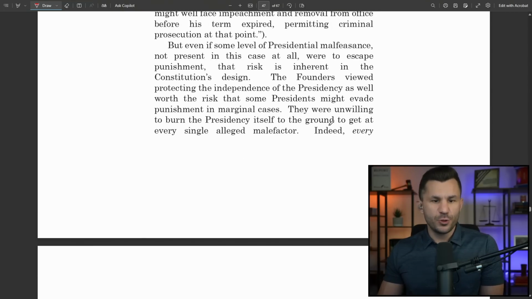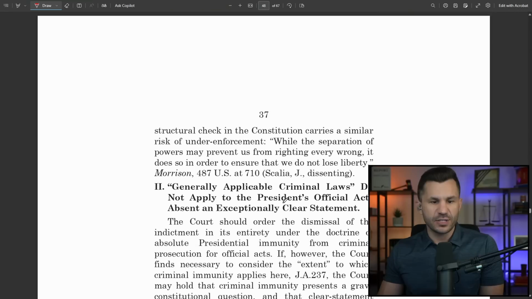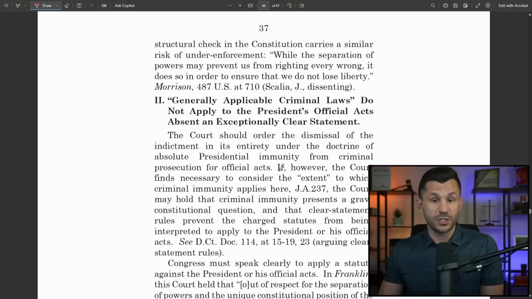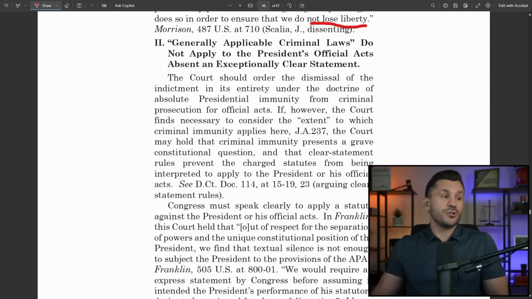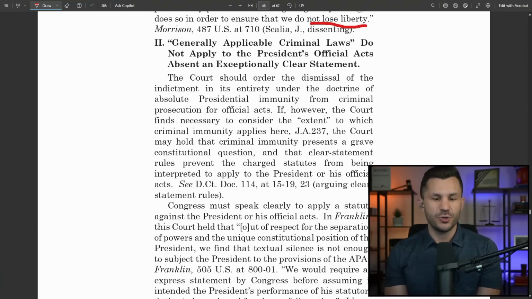The founders viewed protecting the independence of the presidency as well worth the risk that some presidents might evade punishment in marginal cases. They were willing to burn the presidency itself to the ground to get at every single alleged malefactor. Indeed, every structural check in the Constitution carries a similar risk of under-enforcement. While the separation of powers may prevent us from righting every single wrong, it does so in order to ensure that we do not lose liberty. So we understand, right? Separation of powers is not 100% perfect, but it's necessary to protect our liberty.